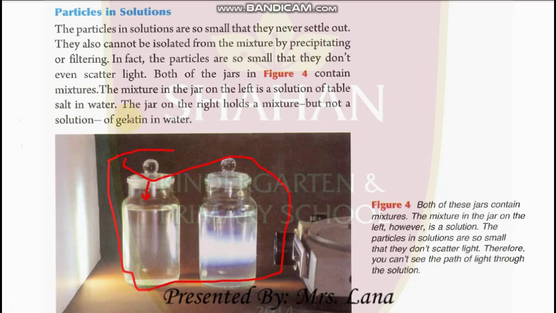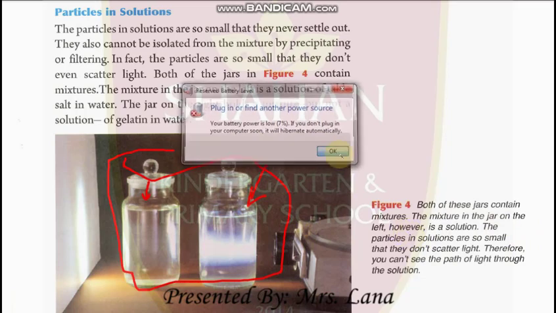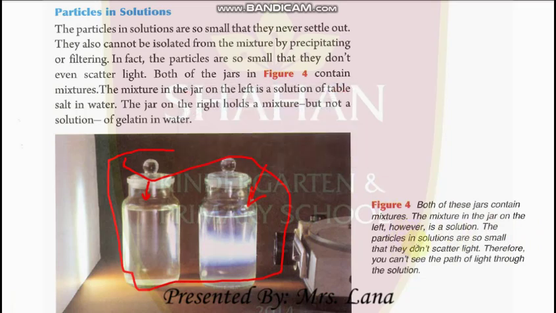Okay, and this is gelatin in water. Gelatin is not dissolved in the water. The mixture on the left, however, is a solution, and the particles in solutions are so small that they do not scatter light. Therefore, you cannot see the path of light through this solution. If we put this jar here, we see the path of the light through this jar, okay? But in this one, the particles are so small and they do not scatter light.